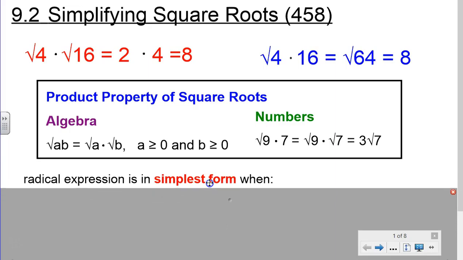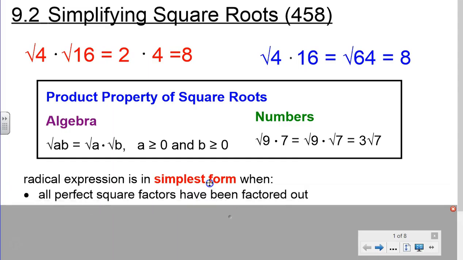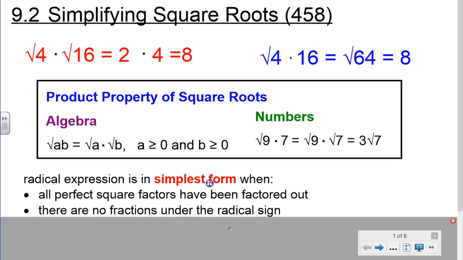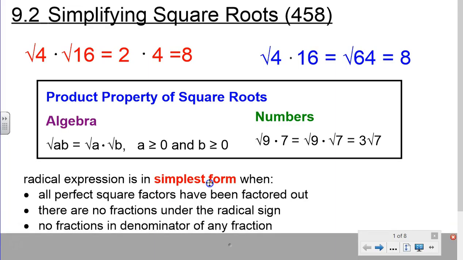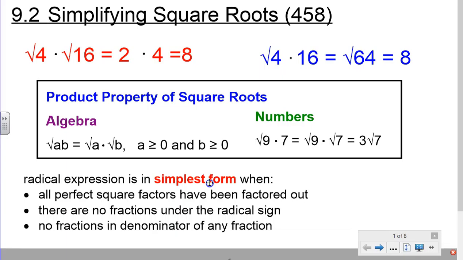Now, we're going to be practicing getting radical expressions in simplest form, and you need to know what that looks like. It means all perfect square factors have been factored out. You could do that here. That's as far as we can go. Secondly, there are no fractions under the radical sign. Write this down because you want to be looking for this to know that you have gone all the way to simplification. And also, no fractions in the denominator of any fraction. So that's how you know when your expression is simplified.